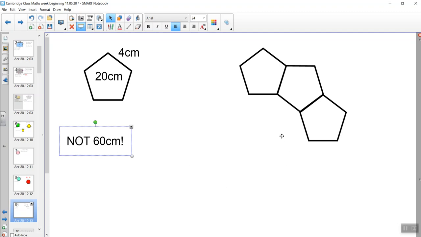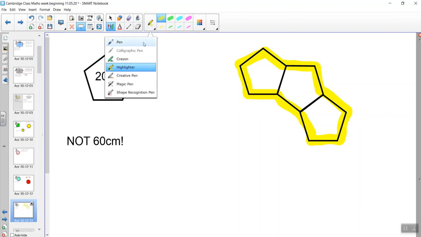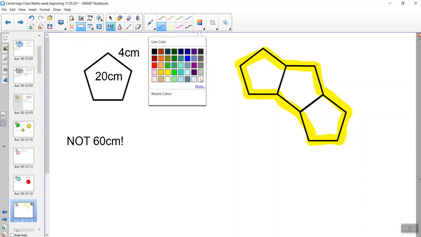That's right, we're only counting the distance around the outside. So we're only going for the distance around the outside of the shape. So there are some lines that we just are not going to count. There's my distance around the outside. And that's what we're going to be calculating, the distance around the outside. So there are some lines that we're absolutely not going to include. So let's lose them.